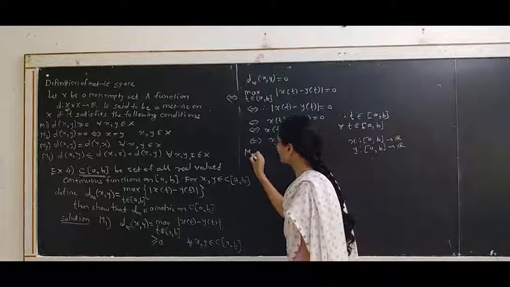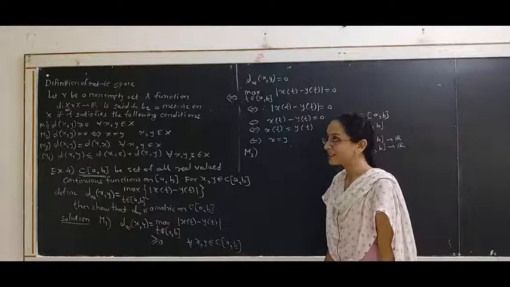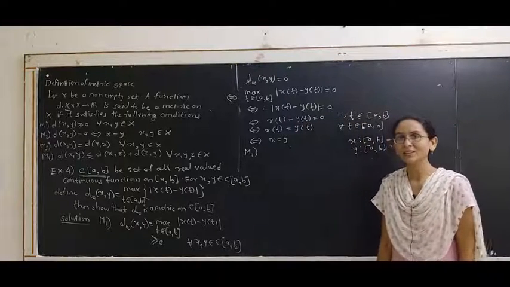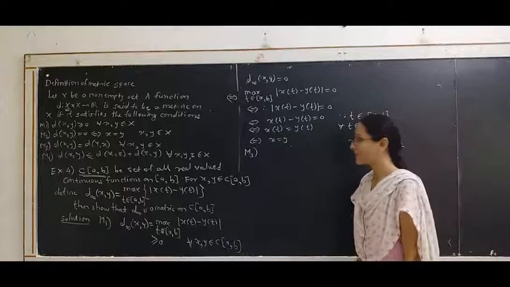Third one is d(x,y) is equal to d(y,x). Again remember that x and y are not numbers, they are functions now, depending on the closed interval [a,b].